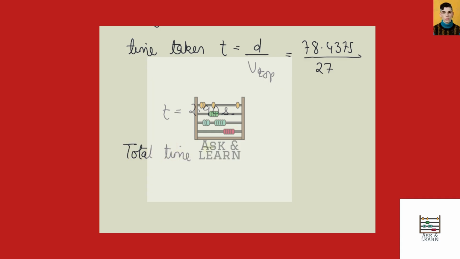So total time, let us call it capital T, will be 3.375 plus 2.9. So if I add this, I will get the total time as 6.28 seconds. I hope you find the solution useful.